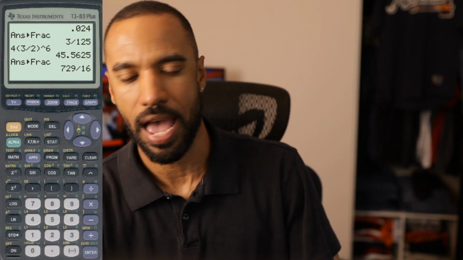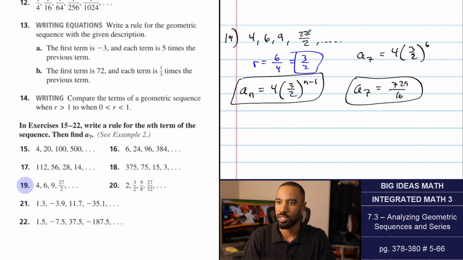Now, you can also do that by multiplying by 3 halves a few more times here. 27 halves times 3 halves is 81/4. 81/4 times 3 halves is 243/8. 243/8 times 3 halves is 729/16. And that's what we get here. Number 20.